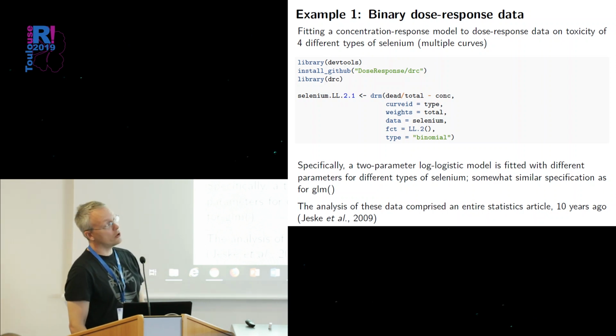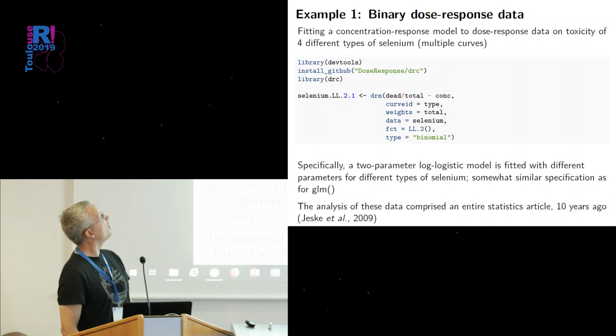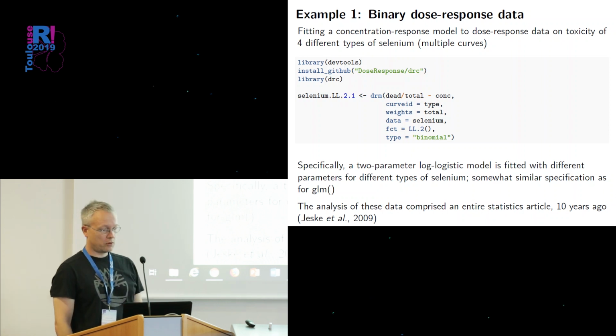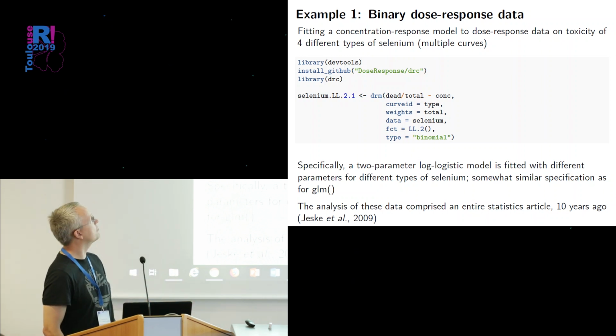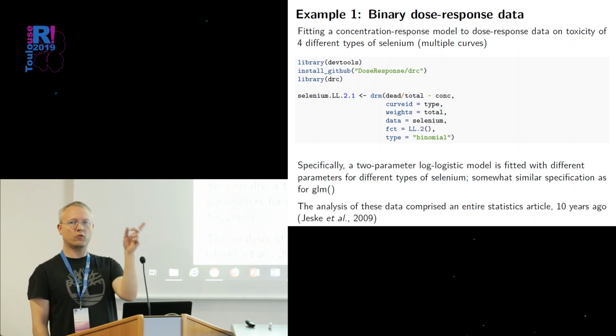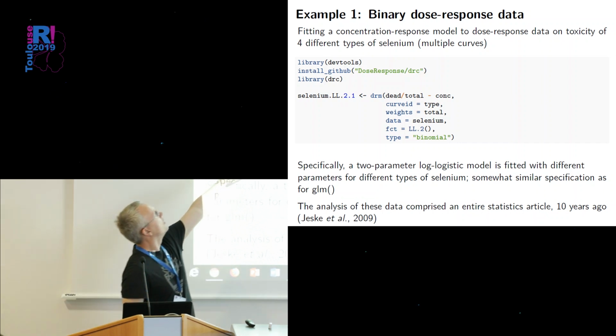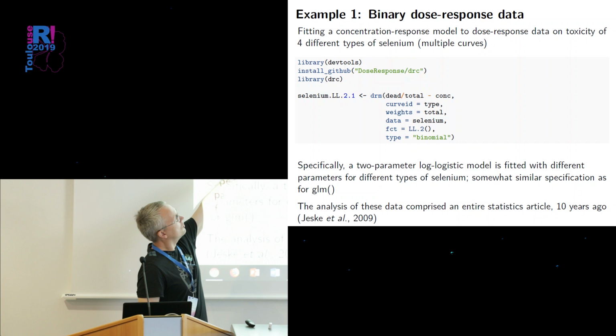So there are multiple curves because there were 4 types of selenium that were used in this experiment. There are no replicates per type of selenium, so it's not the greatest of experiments, but at least we have 4 dose response curves, and then we can fit them using these few lines.